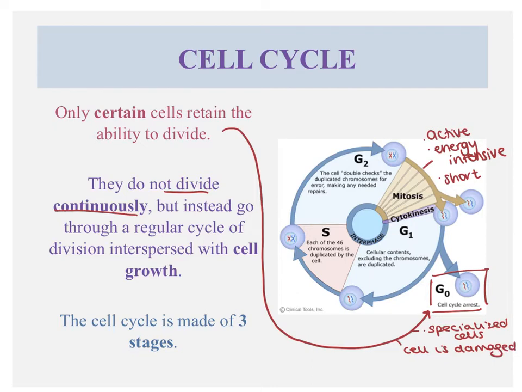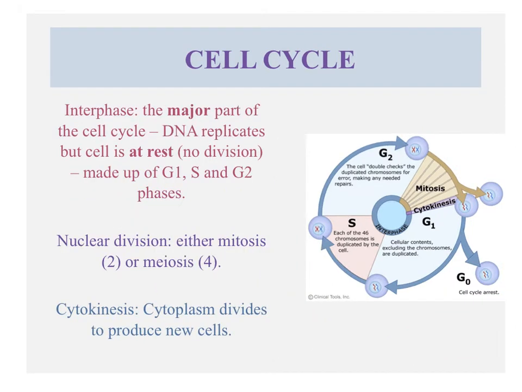Alright, so we're going to take a look now at the 3 stages of the cell cycle. Interphase is all of the other bits, as we said, that involve the DNA replication and getting your cell ready for division. Now we say there, although the DNA is replicated, the cell is at rest. That's because it's not actively dividing. And we can split it up into these little sections.